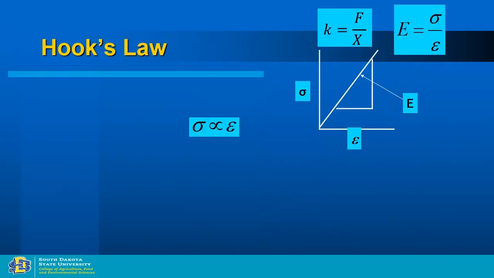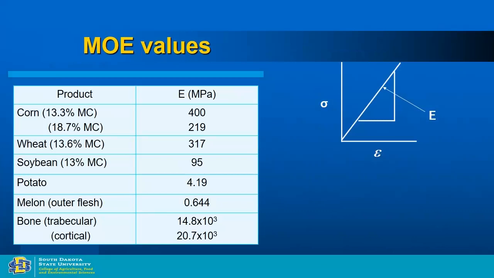The question here is, in this slide, I showed you modulus of elasticity values for the corn with the low moisture content, 400 megapascal. With the higher moisture content, the modulus is 219 megapascal. If you calculate the Poisson ratio for these two samples, how will they relate? What would be the Poisson ratio for this sample and for this sample?